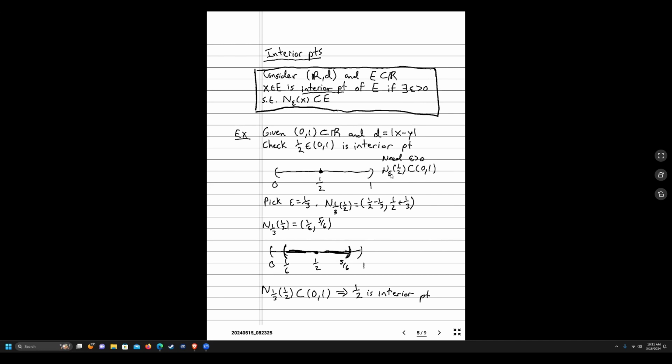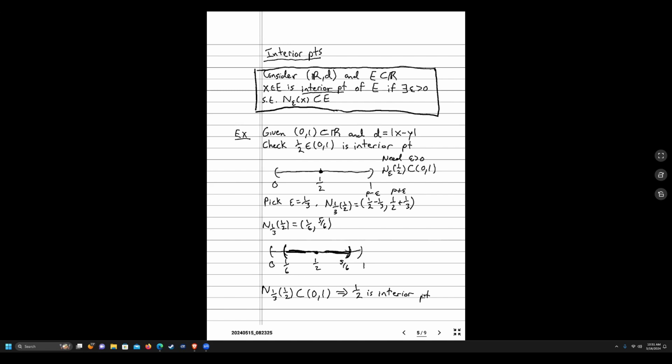That's a number bigger than 0. And the 1/3 neighborhood about 1/2, so this is taking P minus epsilon and P plus epsilon with 1/2 as my center point. So I'm just using 1/2 minus a third and 1/2 plus a third. Well, that's 1/6 and 5/6. So the 1/3 neighborhood about 1/2 is this open interval 1/6 to 5/6, and that's entirely contained in 0 to 1. So therefore 1/2 is an interior point.